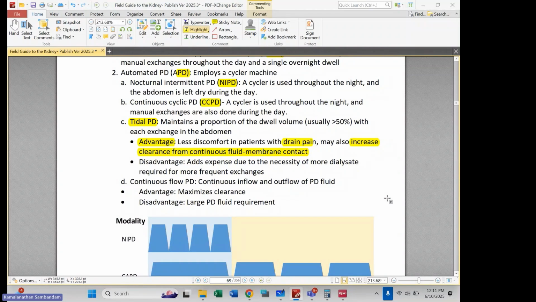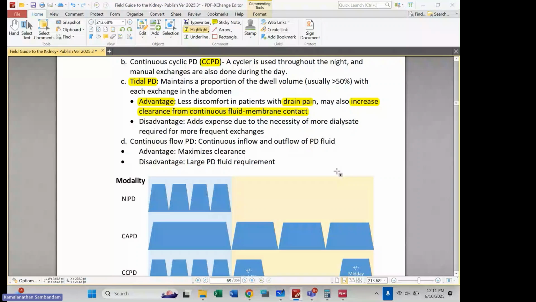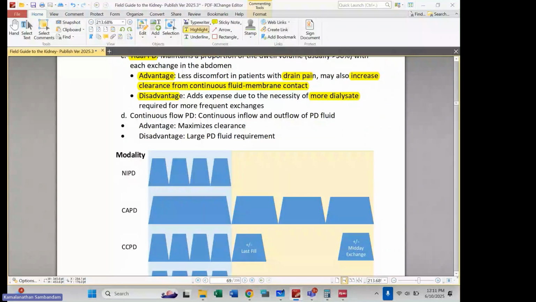Because you could achieve that same increase in clearance by increasing total volume. So this is less efficient. And so this theoretical increase in clearance from continuous fluid membrane contact is purely theoretical. You have to use more total volume in order to achieve those increases in clearance. The disadvantage, again, is the increase in dialysate that you must use, primarily through increases in exchange number in order to achieve the similar amounts of clearance that you would do for more standard prescriptions.